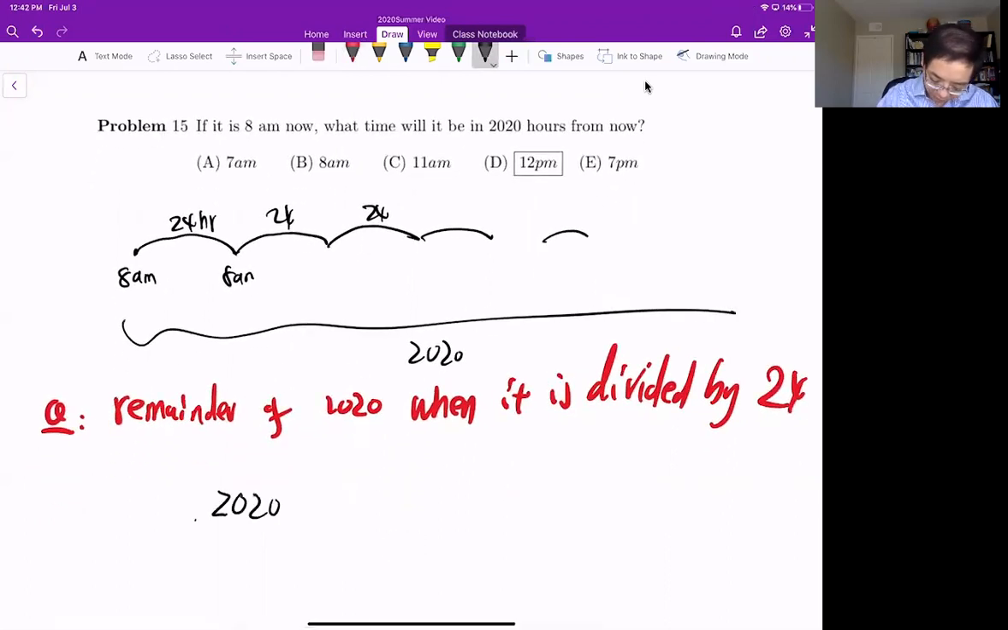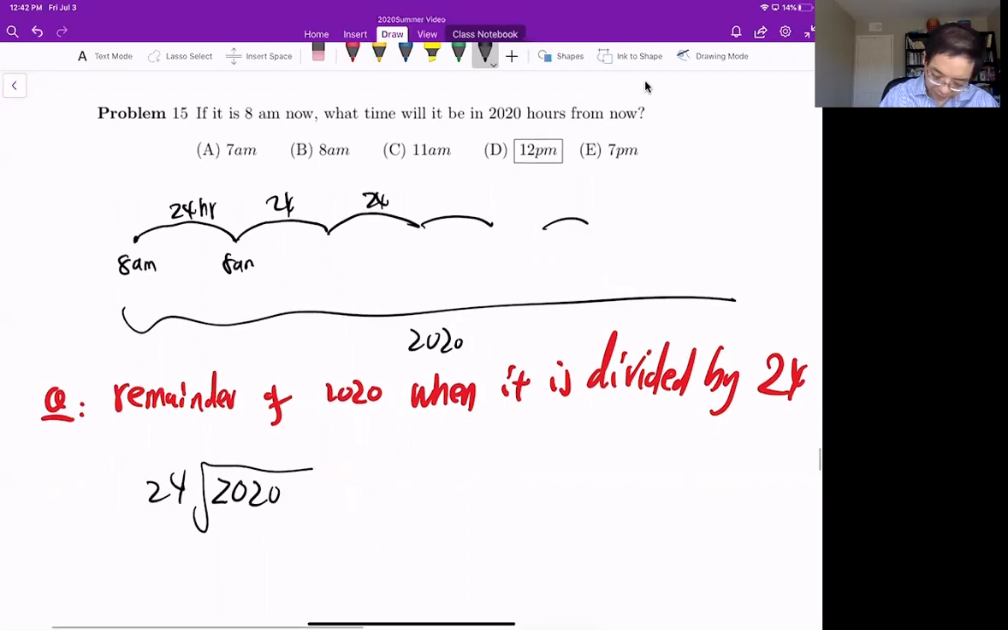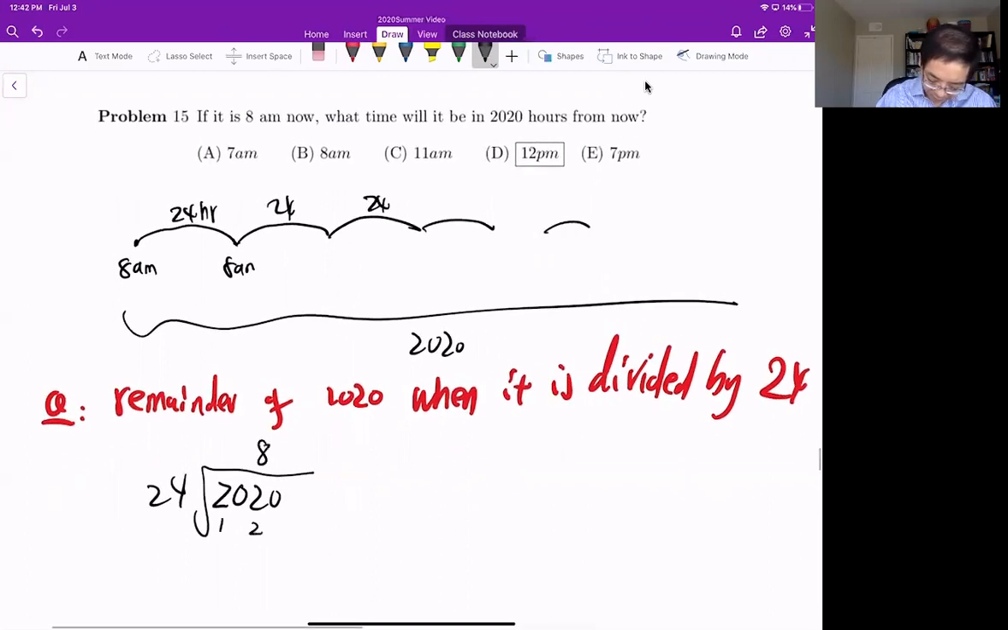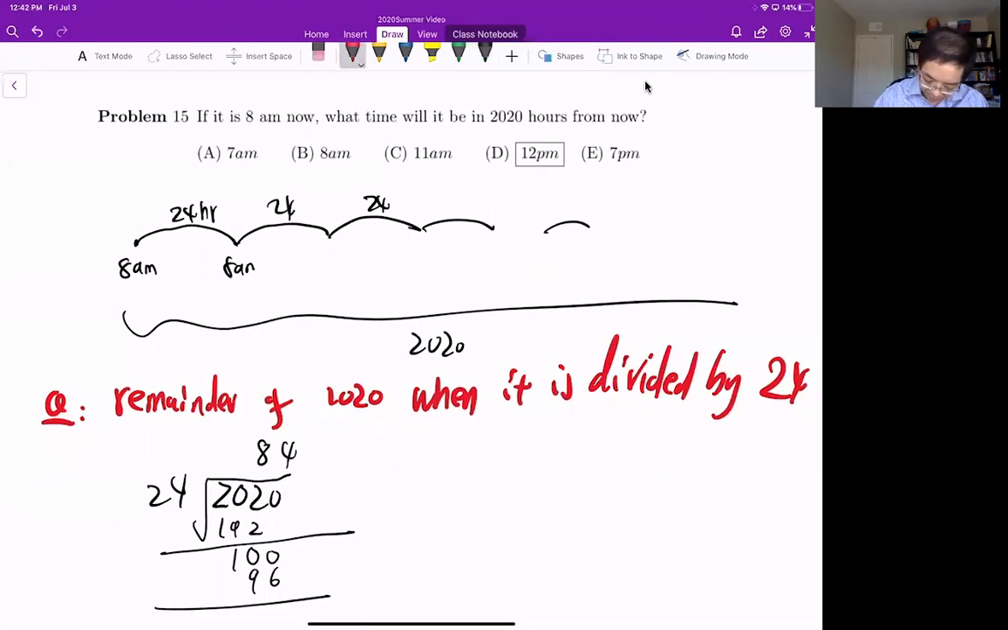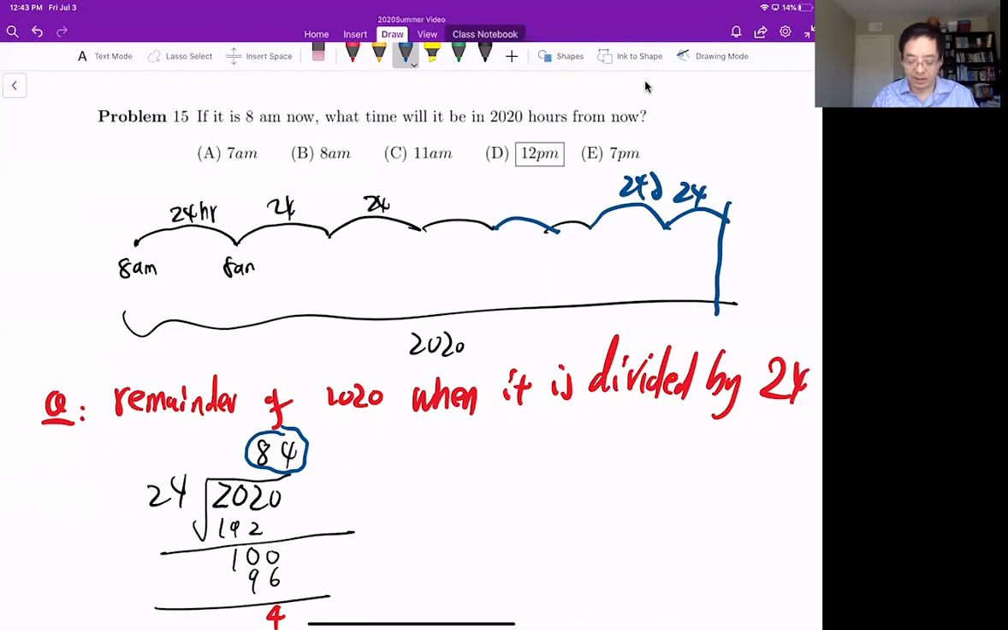So 2020 divided by 24. Okay, so this is 8, so it's 192, and this 0, so it's 100. Then we have 4, sorry, we have 4. 4 times 24 is 96, and then you see the remainder is 4. So we get the remainder is 4, and this is the quotient, 84. So after those cycles of 24, in total we have 84 cycles.